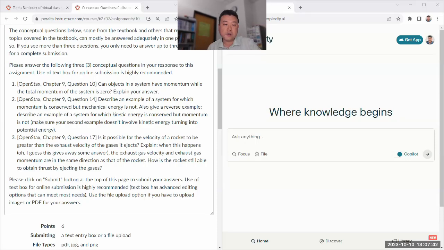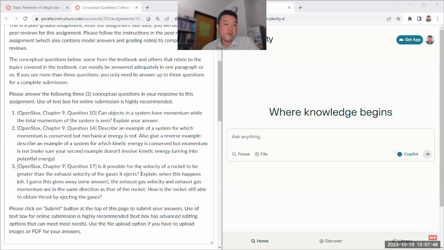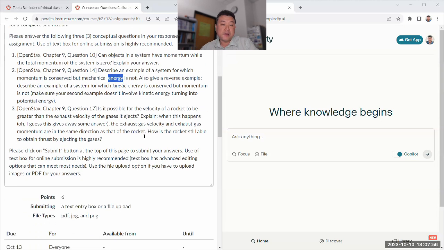So this is the conceptual questions for this week on collision and momentum and momentum conservation. And I don't think we do refer to energy conservation. So it's kind of cumulative from last week. And the purpose of me doing this right now is mainly to keep up with the state of the art in the tools that you have access to study.